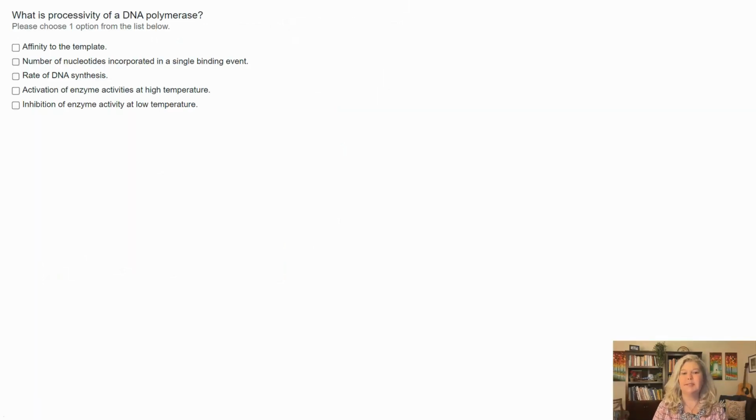What is the processivity of a DNA polymerase? Your choices are: affinity to the template, number of nucleotides incorporated in a single binding event, rate of DNA synthesis, activation of enzyme activities at a high temperature, or inhibition of enzyme activity at low temperature. I'll give you a few seconds to answer.